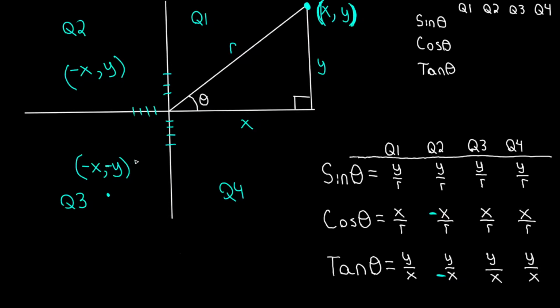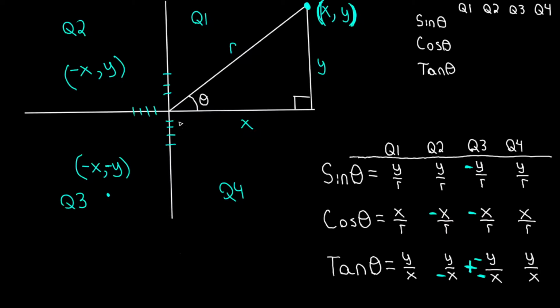Negative y. So now anywhere there's an x or a y, we're going to put a negative sign. So sine and cosine are negative. In tangent, we actually have y over x, and both of them are negative. And a negative divided by a negative just makes it positive. So tangent is actually positive in quadrant 3.